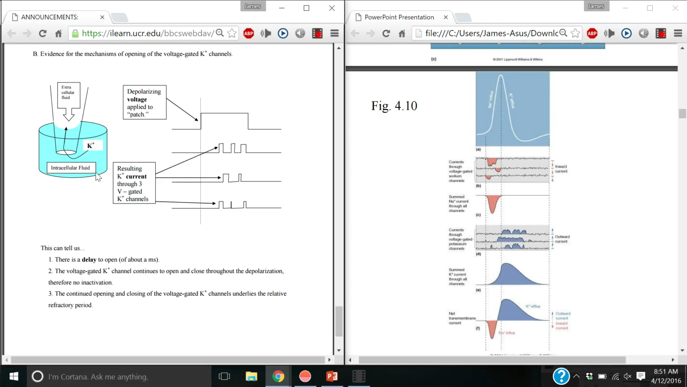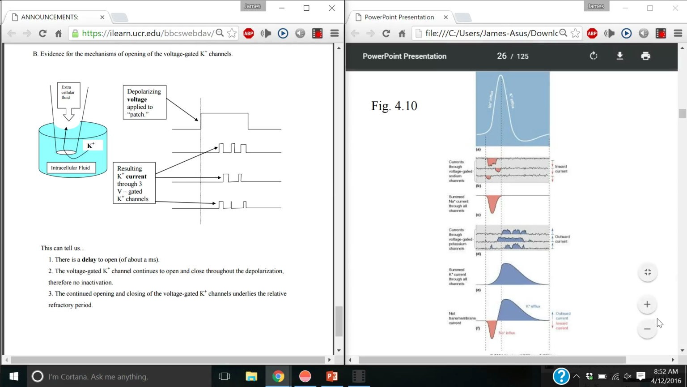So this is 410 from the old edition. I don't know if it's still 410, something close to that. And so what you have here is the action potential waveform, analog wave, right? And then below that you have the current flow through voltage-gated sodium channels individually. So that would be one channel, another channel, another channel.